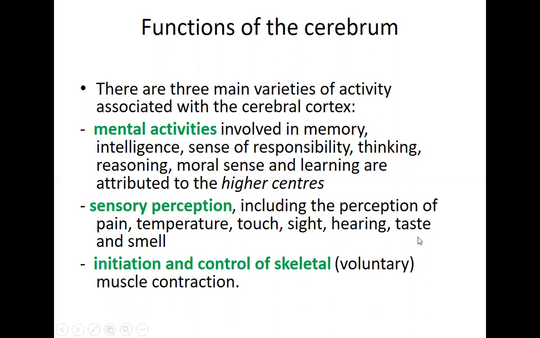Then taste, which is present mainly in the tongue. There are receptors for the taste. Then the smell, which is present in the nose. There are receptors which all go and connect to the brain. So these are the sensory perceptions going to the brain: pain, temperature, touch, sight, hearing, taste, and smell. Then initiation and control of the skeletal movements.